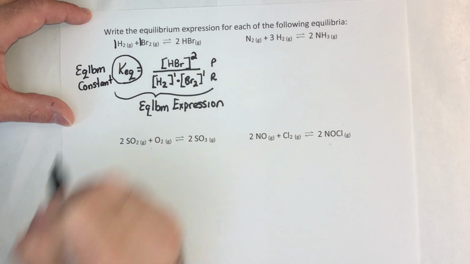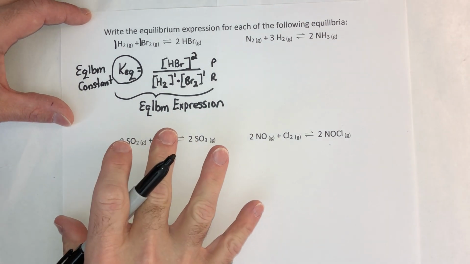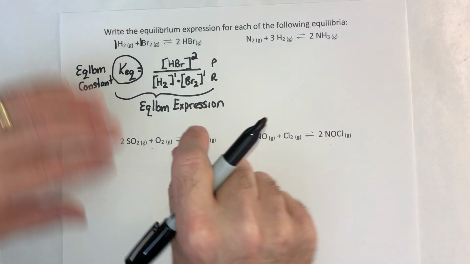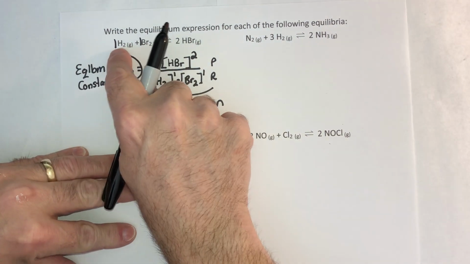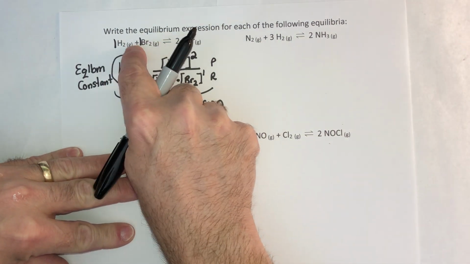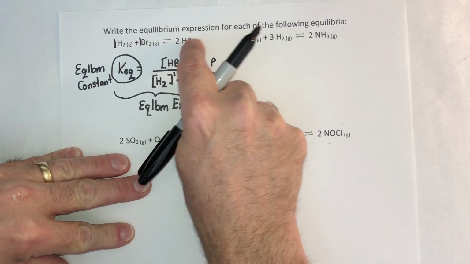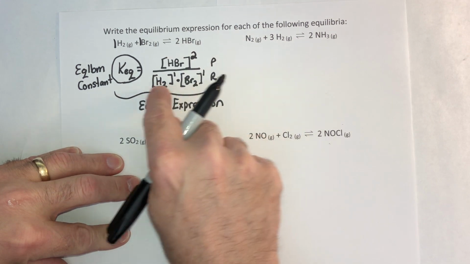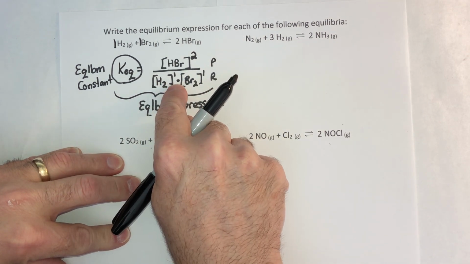They both have equilibrium in the name. Equilibrium constant, equilibrium expression. Now you do have to be careful. In the chemical reaction, if you have two reactants, they are added. If you were to have two products, they'd be added, right? But in your expression, if you have two reactants, they become multiplied.